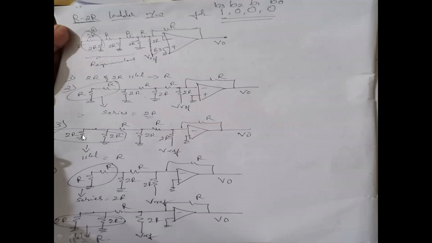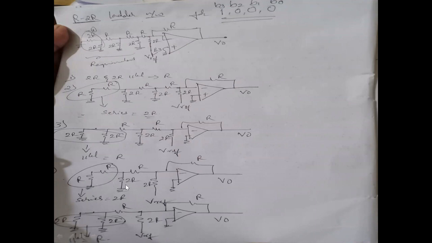So now for these two we have already simplified, and the answer is 2R. This 2R and this 2R are in parallel, so you obtain R. Again, this R is in series with this R, so R plus R is 2R again.